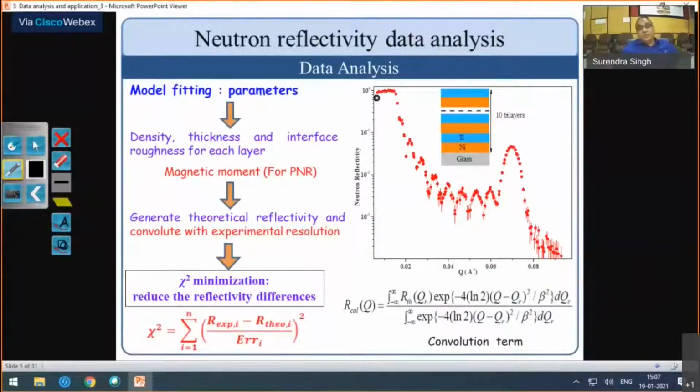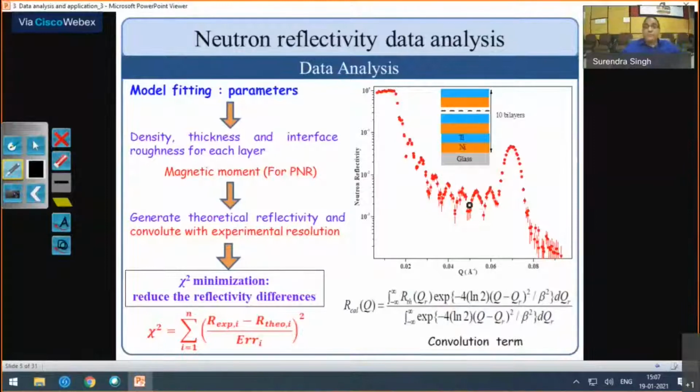Because, as I said, any instrument has a resolution, whatever data we are getting is convoluted with the instrument resolution. So comparing the theoretically generated data with experimental data is not possible just by comparing them directly. If you calculate reflectivity and you have an experiment, you can't just compare both of them. You have to either deconvolute your experimental data or convolute your theoretical data with the same resolution parameter, and then you can compare both plots, and that comparison is required for model fitting.